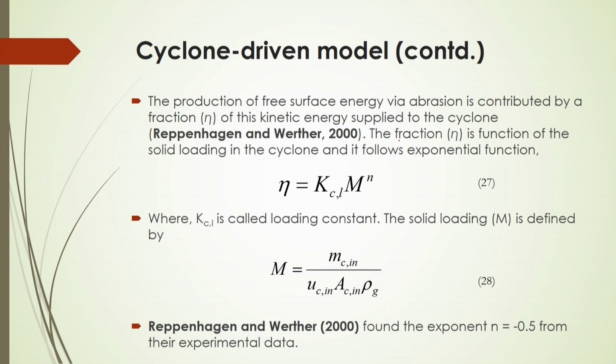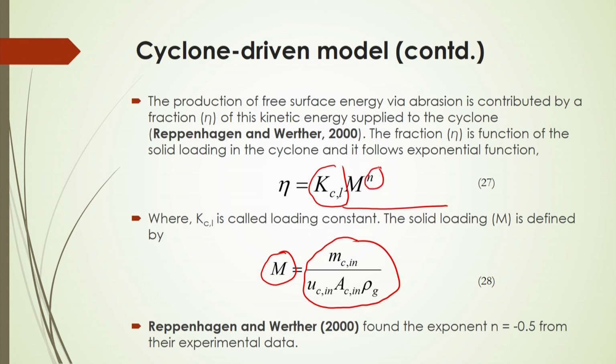And the fraction eta is a function of the solid loading in the cyclone, and it follows an exponential function as per equation 27, where K_CL is called the loading constant, and this loading is defined by m here, so m will be equal to m_C,in by u_C,in A_C,in here. So, C is for cyclone here. Reiffenhagen and Werther 2000 found that this exponent n will be negative 0.5 from their experimental data.